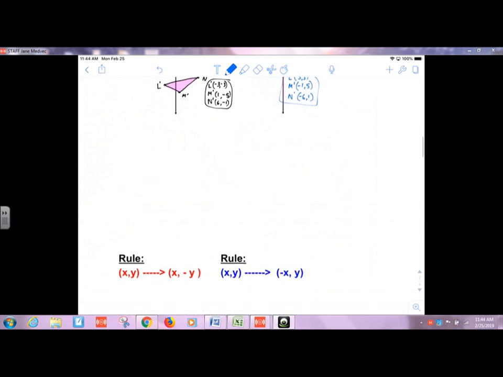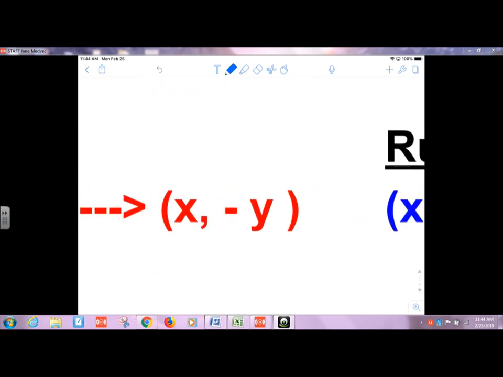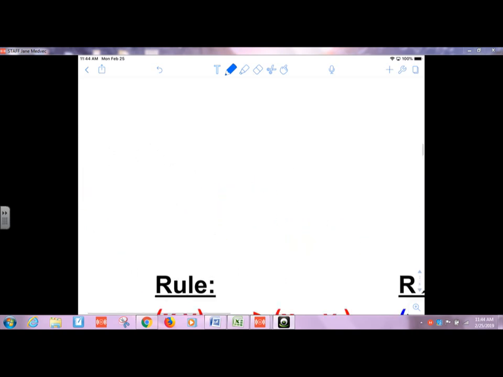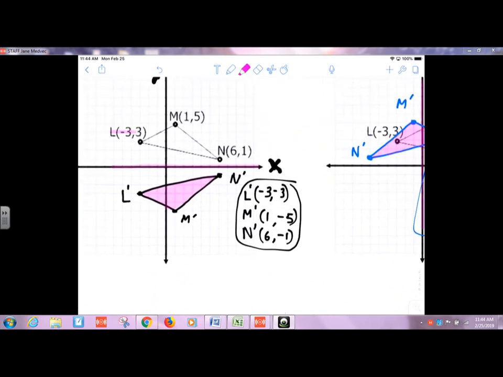Oh, this is a rule too, and it's something you can memorize, but I don't really like memorizing these rules. I don't think we need to. But what this says is that if I have an ordered pair like x, y, and I am reflecting it over the x-axis, the x stays the same and the y is the opposite. And so if I take a look at this example, you're going to notice when I compare L right here and L prime, the x stays the same and the y is the opposite. If I take a look at M, the x value stays the same, the y is the opposite. And same with the N, the x stays the same, the y is the opposite.